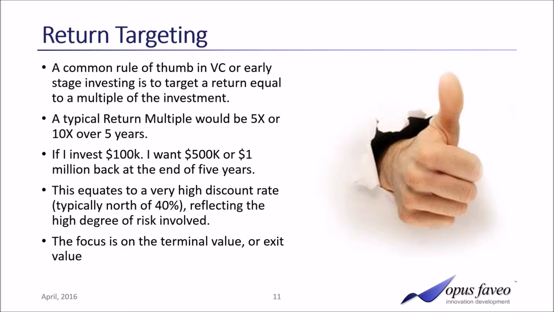It's a simple method, but it's important to note that the discount rate and the concept of discounted cash flow is really at the core of it, because there's an implicit discount rate embedded in that multiple. For example, a 5x multiple over 5 years implies a discount rate of around 40%, and a 10x multiple over 5 years is about a 60% discount rate.